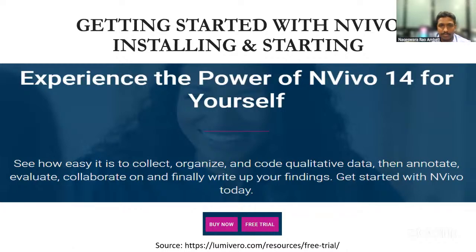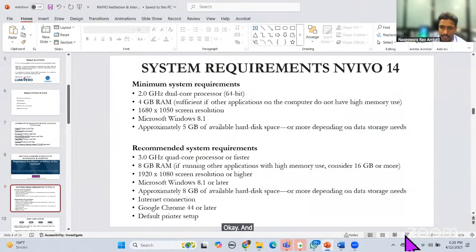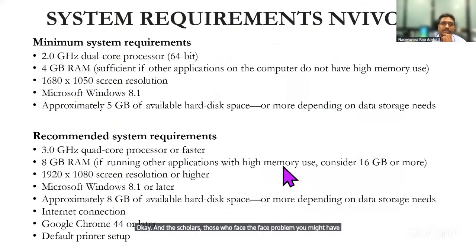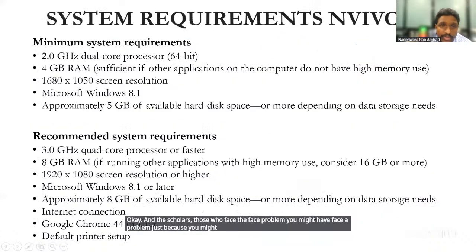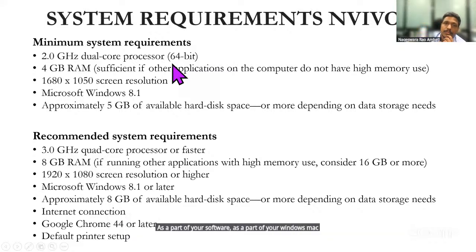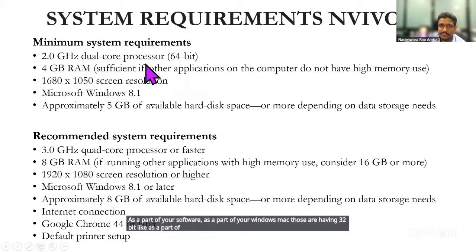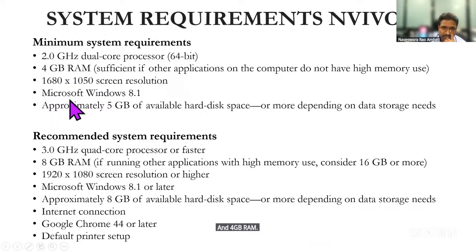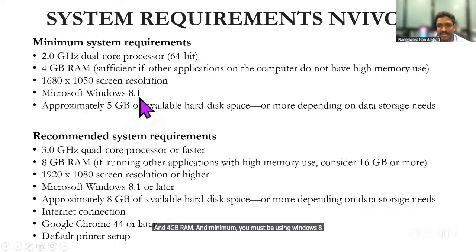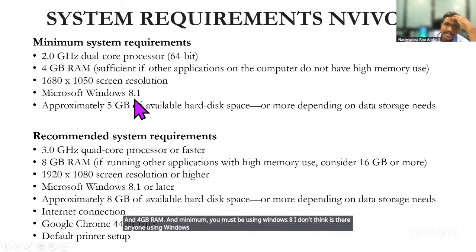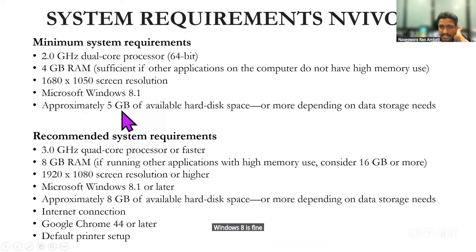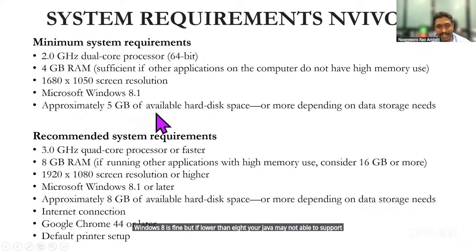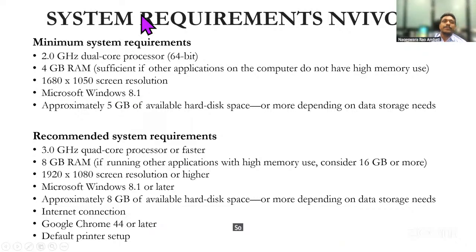So let's see what NVivo is. The scholars who face problems might have faced them because you might be having a 32-bit system, with a dual core processor, and you may not be able to install it. It requires a minimum of a 2.0 GHz dual core processor and 4 GB RAM, and you must be using Windows 8 at minimum. I don't think anyone is using Windows 8 or lower. Windows 8 is fine, but if lower than 8, your Java may not be able to support it, so those users are getting errors.